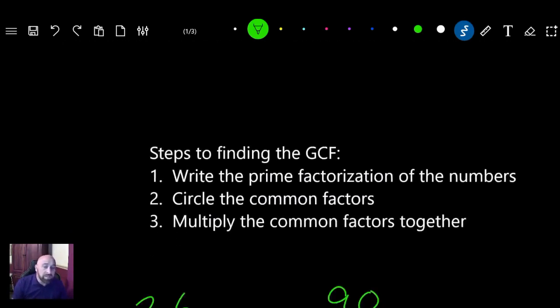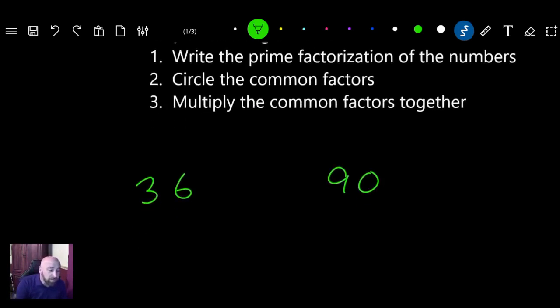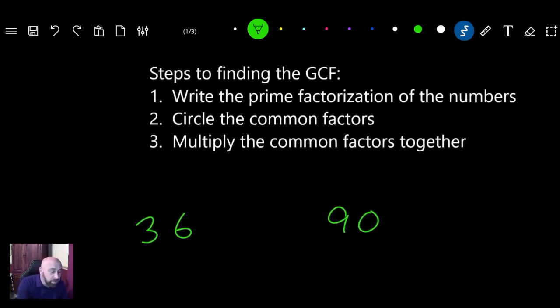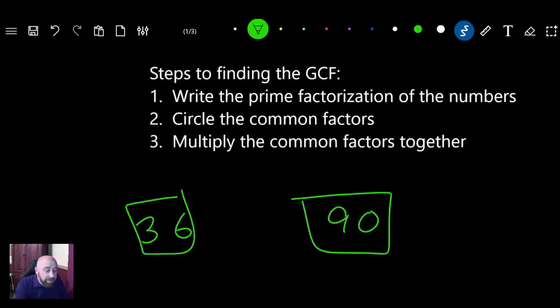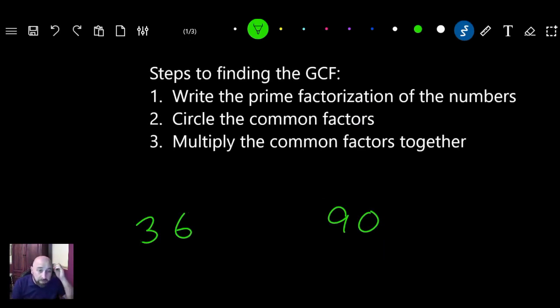So what are the steps to finding these? Well, what we want to do is take two numbers. For instance, down here, I have the two numbers, 36 and 90. So we want to take those two numbers and find the GCF of those two numbers, the greatest common factor. So what do we do? Number one, we write the prime factorization of the numbers.